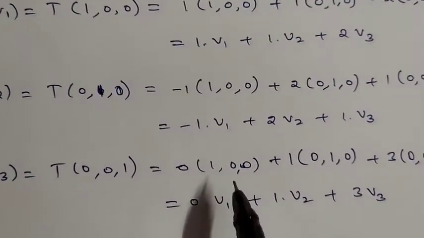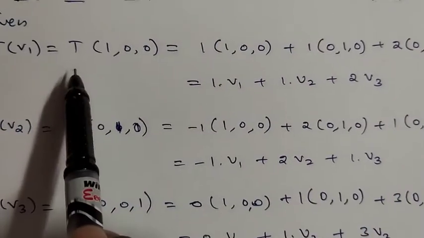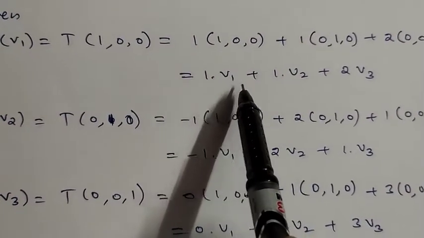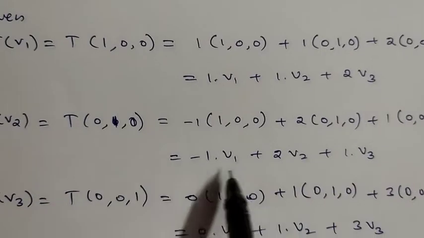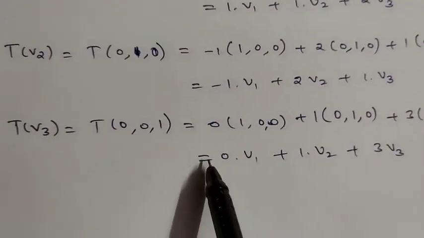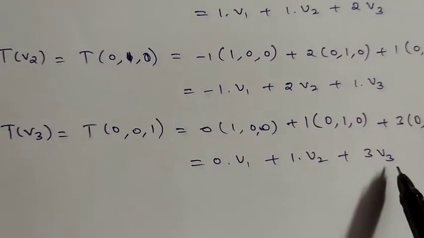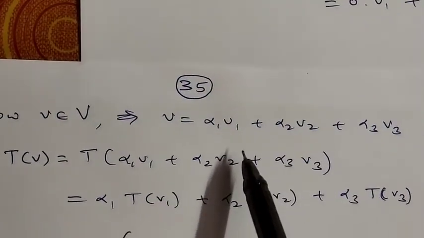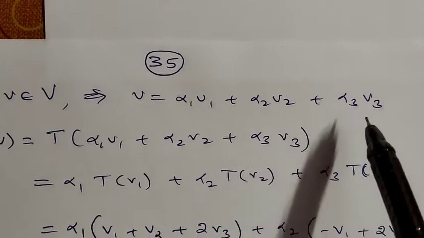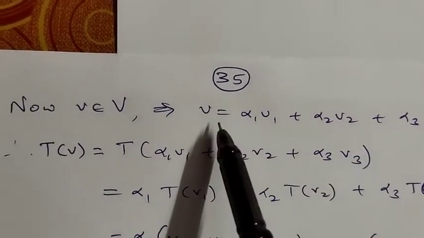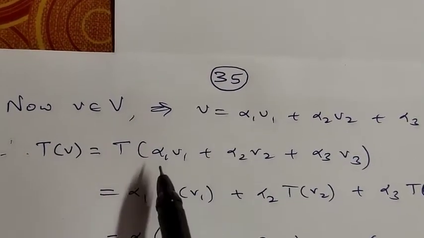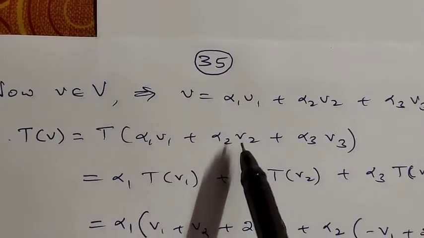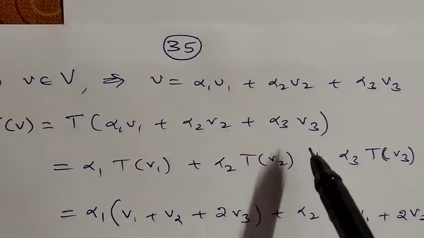So we got three equations: T of V1 as a linear combination of V1, V2, V3; T of V2 as a linear combination of V1, V2, V3; and T of V3 as a linear combination of V1, V2, V3. Now any element V belonging to the space, how does V look? It is a linear combination, say alpha 1 V1 plus alpha 2 V2 plus alpha 3 V3. This implies T of V is equal to what? T of alpha 1 V1 plus alpha 2 V2 plus alpha 3 V3.